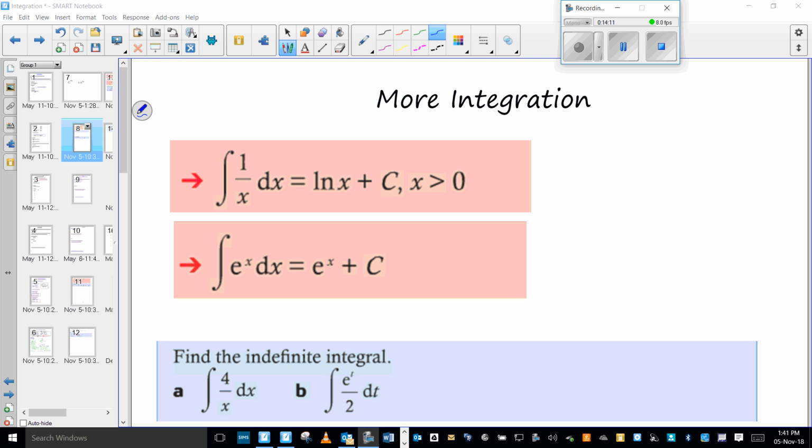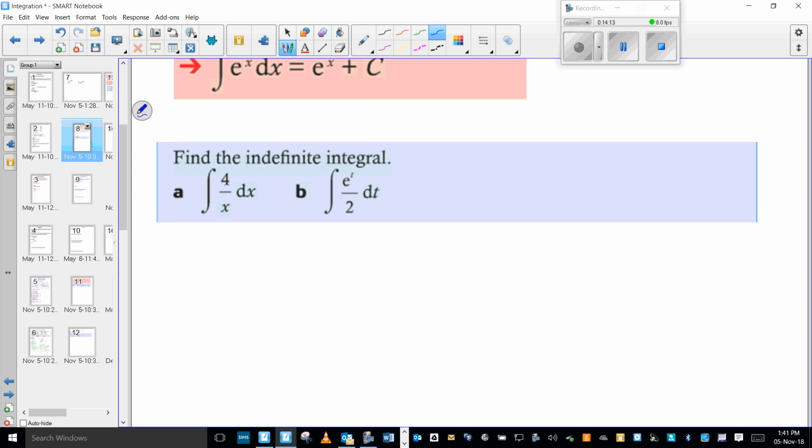So find the indefinite integral of 4 over x. Jennifer. 4 over x becomes, when we're integrating it, 4 ln x plus c.